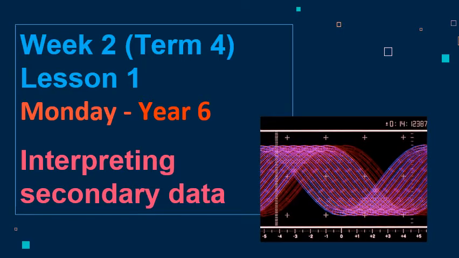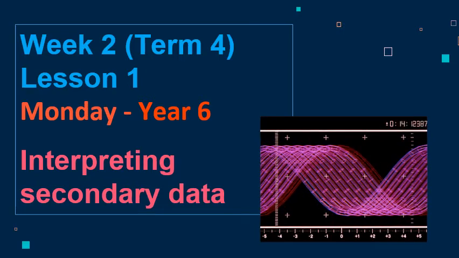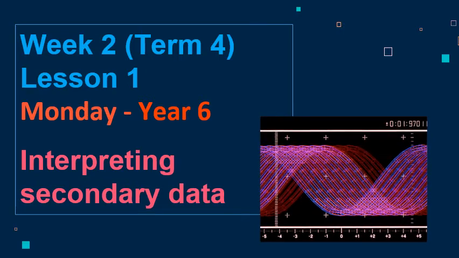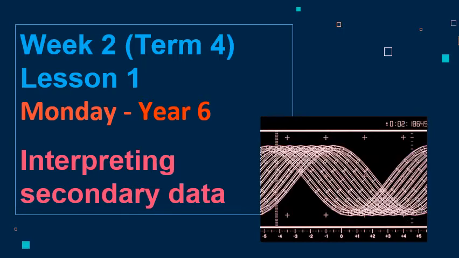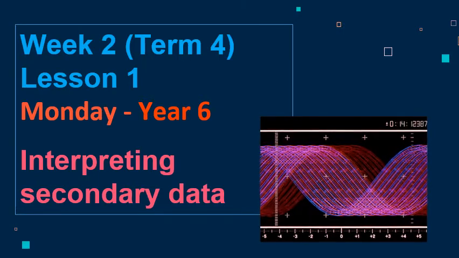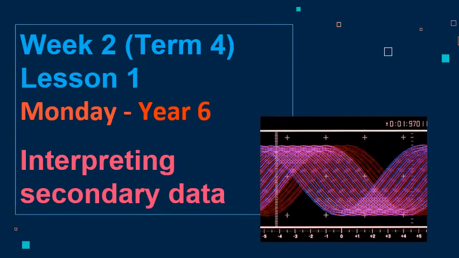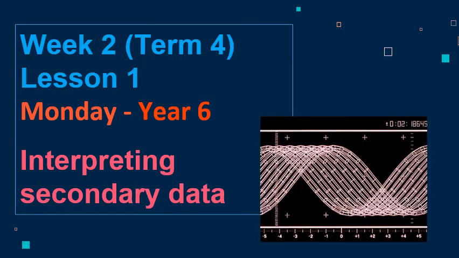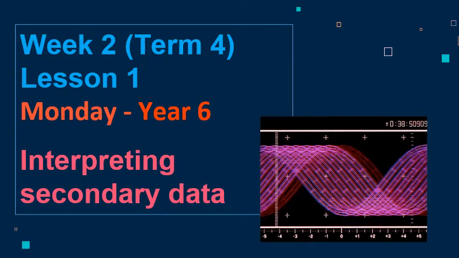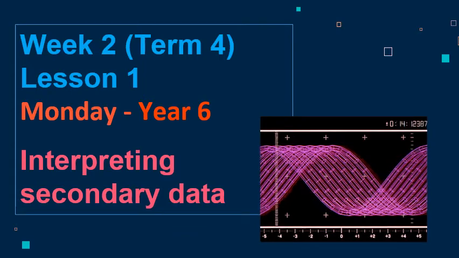This week it's all about my favorite topic, which is data, and we're looking at interpreting secondary data today. Secondary data is data that somebody else has put together. So compared to when you do a survey yourself or you gather some data and put it into a table or a graph, this is data that you might see on a website, in the news, anywhere else. Data that you basically haven't put together yourself is secondary data.